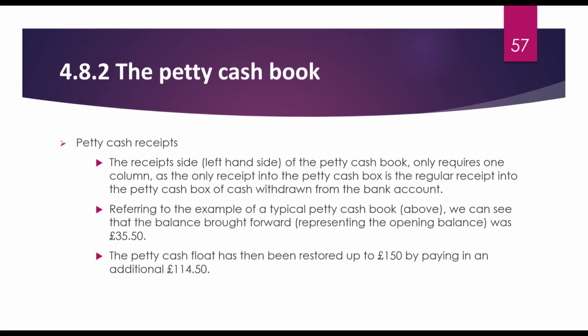Petty cash receipts. The receipt side, left-hand side, of the petty cash book only requires one column, as the only receipt into the petty cash box is the regular receipt of cash withdrawn from the bank account. Referring to the example of a typical petty cash book above, we can see that the balance brought forward, representing the opening balance, was £35.50. The petty cash float has then been restored up to £150 by paying in an additional £114.50.